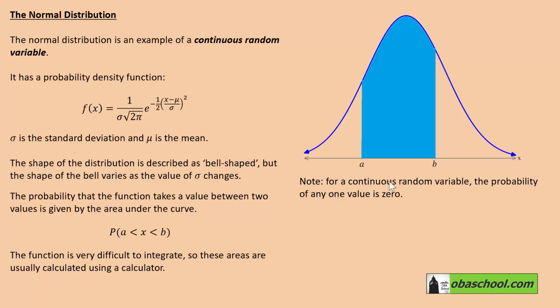Note, for a continuous random variable, the probability that it takes any one value is 0. So the probability of x being between a and b is equal to the probability that x is greater than or equal to a and less than or equal to b, because the probability of it actually being a or b is 0.